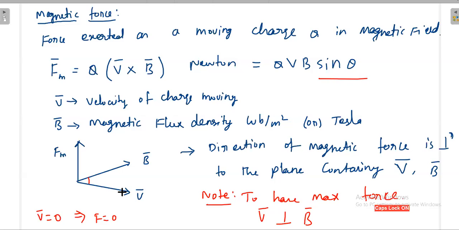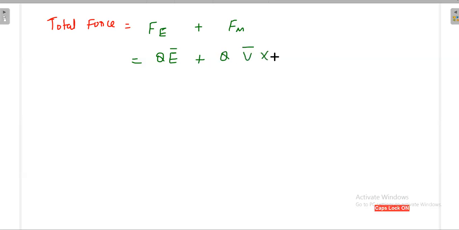Okay, so next I'll write the total force. Total force means force due to both electric field and magnetic field. So what is force due to electric field? What is force due to magnetic field? You know that force due to electric field, just now we have seen, is Q into E, and force due to magnetic field is Q V cross B.